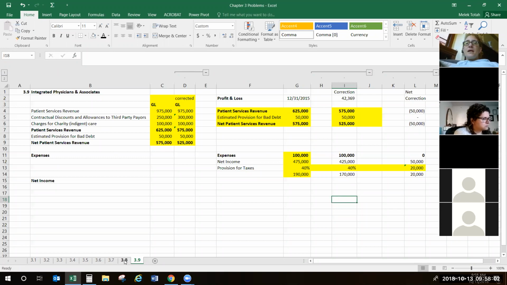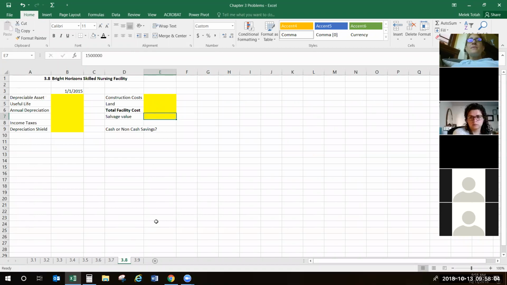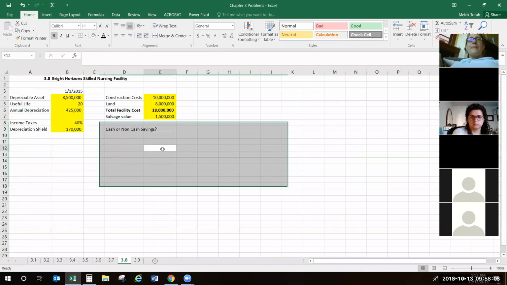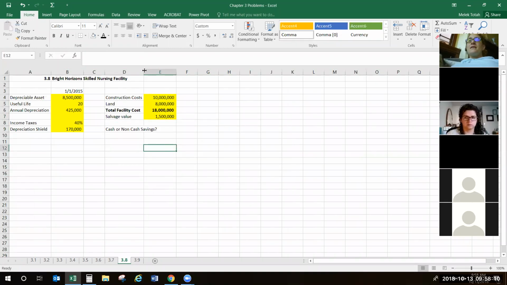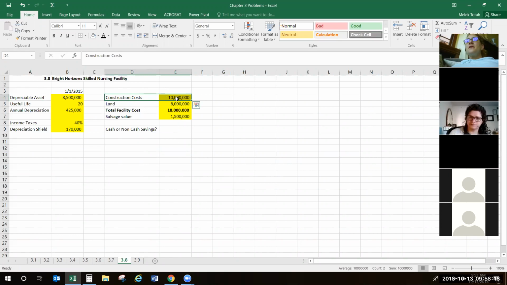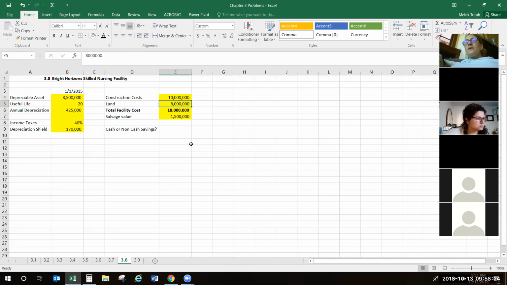Let me go and see then. I think 3.8. This one's a good one. Let's just quickly do this one if we can, okay? So this is a little tricky. This one is 3.8, the skilled nursing, because it basically shows construction costs of 10 million, land of 8 million, facilities cost of 18 million, salvage value of 1.5. Okay.